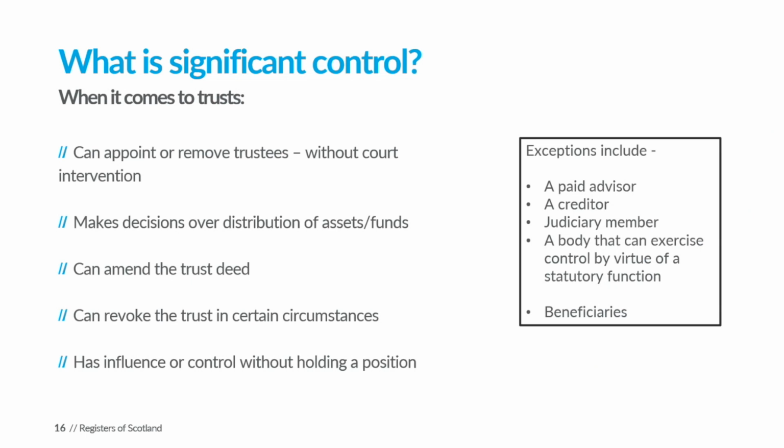When it comes to trusts, a person with significant influence or control is one who can appoint or remove trustees other than by application to the court, can make decisions over assets or direct investments, can amend the trust deed, can revoke the trust, and this may include sole beneficiaries who are of age, and or can influence or control without holding a formal position.